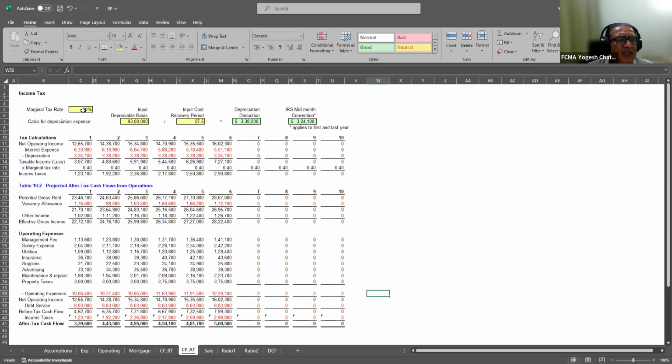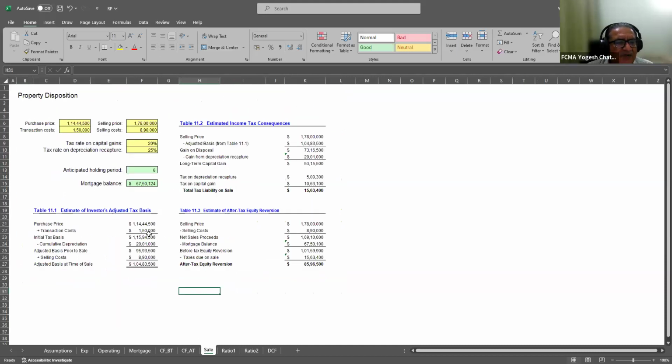cash flow. So here a marginal tax I have considered at 40%. A depreciation basis I have considered this. A recovery period is 27.5, and based on that I have worked out the depreciation. Depreciation basis means value of the property, and this is the number of years of estimated life of the property. So that is my depreciation. And then we have the net operating income, interest, all this calculation in a detailed manner that is there.